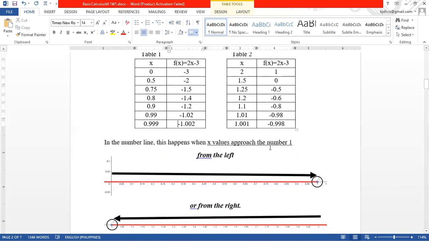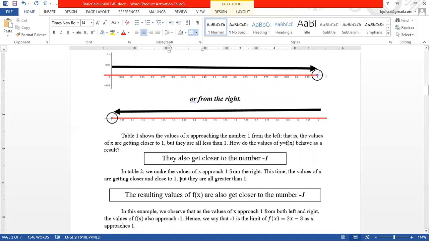Here also sa table 2. In table 2, we make the values of x approach 1 from the right. So from the right to left, paingon siya sa 1.